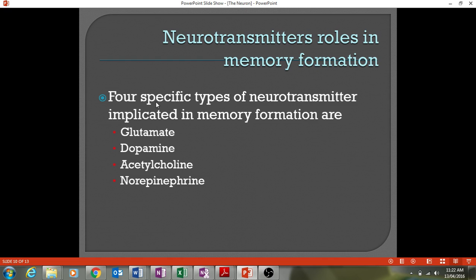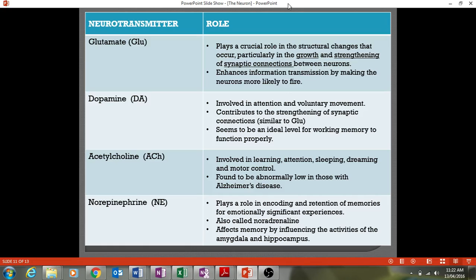We need to know a couple of different types of neurotransmitters that are specifically involved in memory formation. And then there's a nice summary table here that helps. So we've got glutamate as the first one, which plays a crucial role in the structural changes that occur, particularly in the growth and strengthening of synaptic connections.